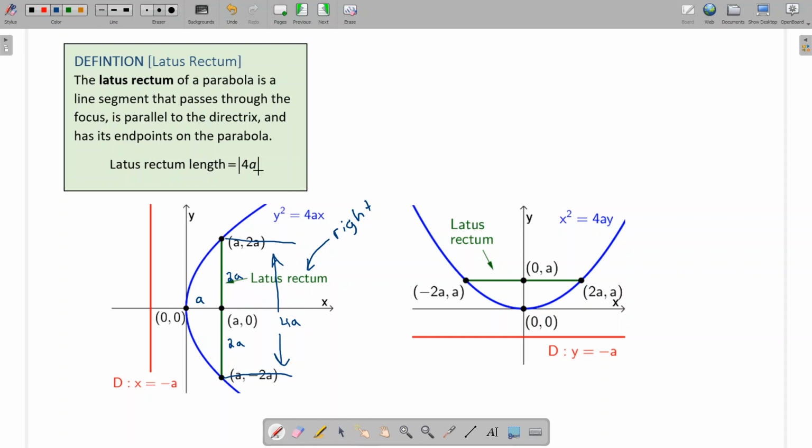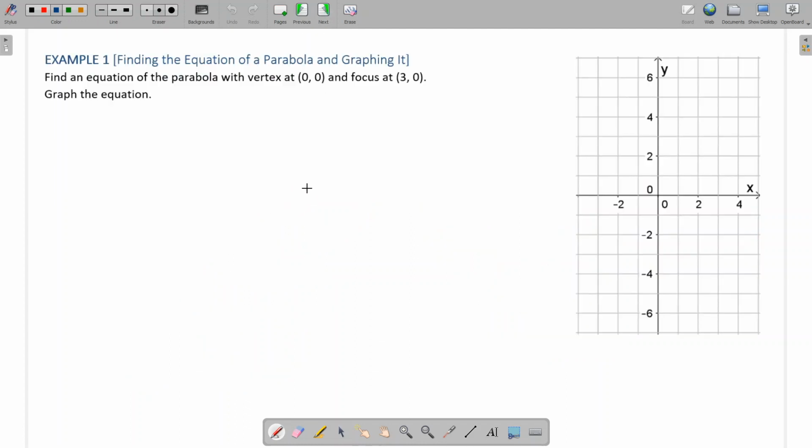So the main purpose for this will be to help us draw graphs. Okay, so let's try writing an equation. We are given that the vertex is at the origin, so let's go ahead and plot that. For right now, all of our vertices will be at the origin. The focus is at the point (3, 0). I do think when you're doing these, it's helpful to label them.